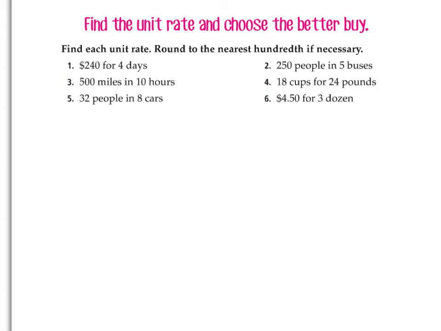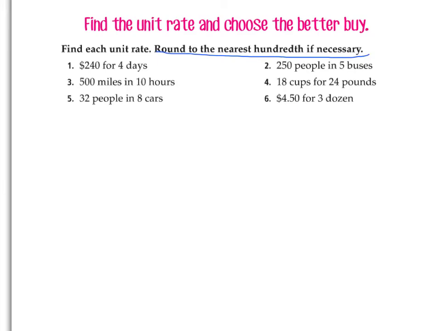Find the unit rate and choose the better buy. These are just unit rate problems. It says round to the nearest hundredth, which is the same as the nearest penny in some cases, if necessary. So I'm going to take my one amount divided by the other amount. Typically, you're going to take your first amount divided by your second amount, unless it doesn't make sense to do that. So would it make sense to have dollars per day or days per dollar? I think dollars per day makes sense.